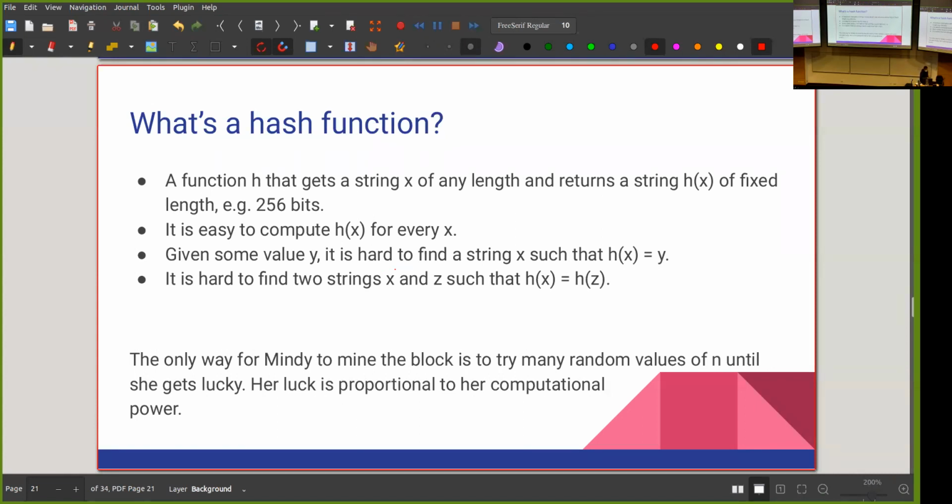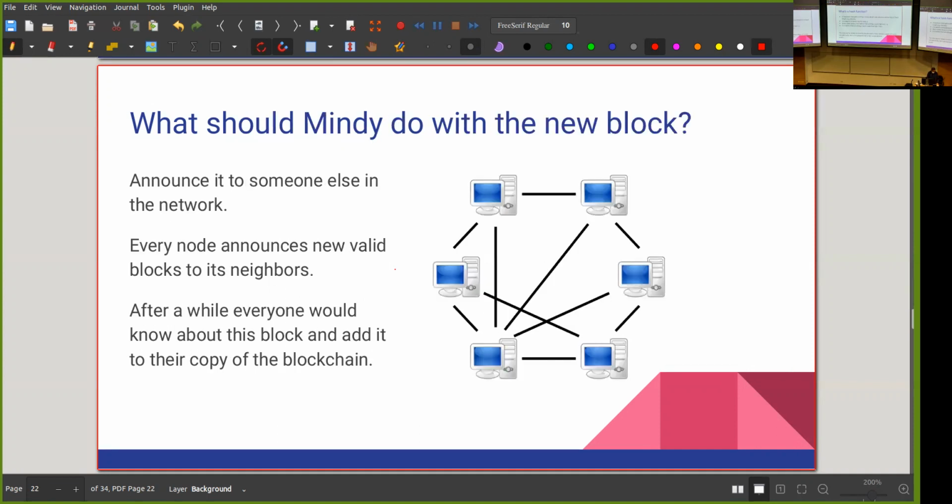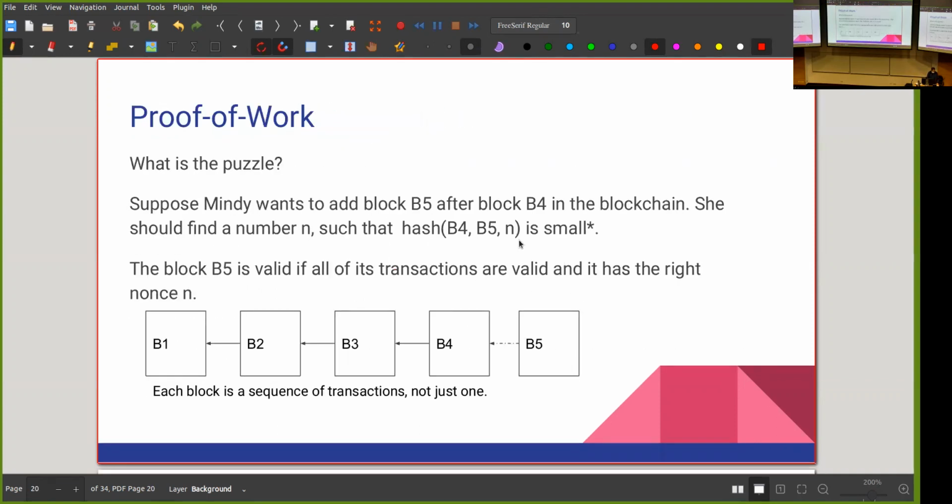Okay. Now, why are we taking such a problem? Well, I basically have to find some value n whenever I want to add my block, so that the hash of the previous block, the current block, and this value that I found becomes small. But the hash function is an unpredictable function. So I have no control over what the values of this hash function become. And so the only solution I have for this is to just try different values for this number n here.